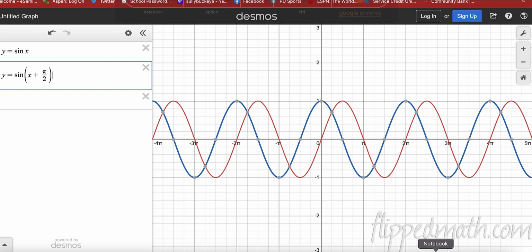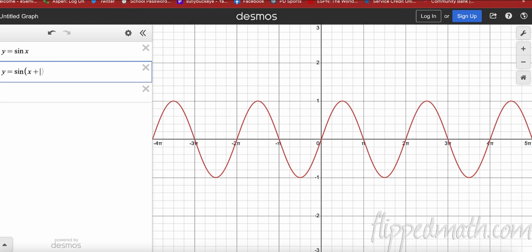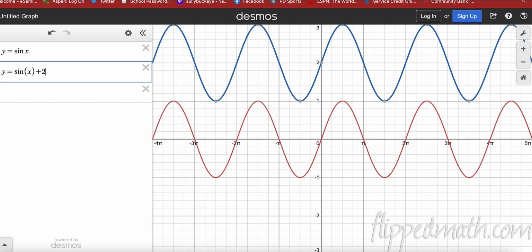So I'm just going to take the one I have here. So there's my baseline. I'm going to add 2. Boom! What happened? Let's see. 0 to 2. 1 to 3. I'm adding 2. -1 to 1. Everything just adds 2. That's exactly what we thought would happen, right? Our midline is now not at 0, but it's at 2. In fact, this is going to tell you the equation of the midline, right?